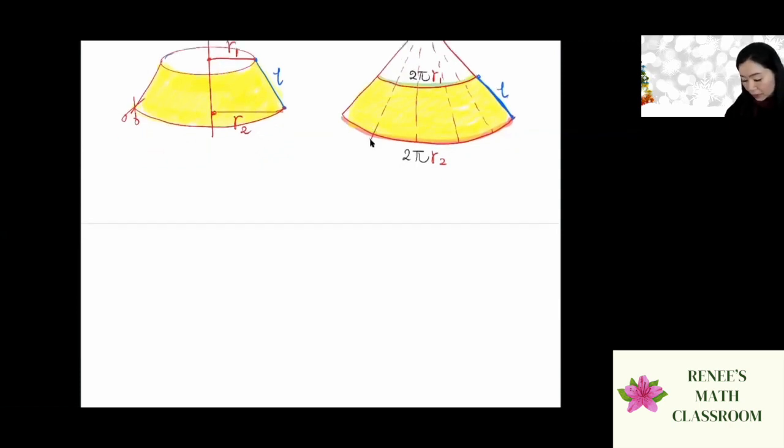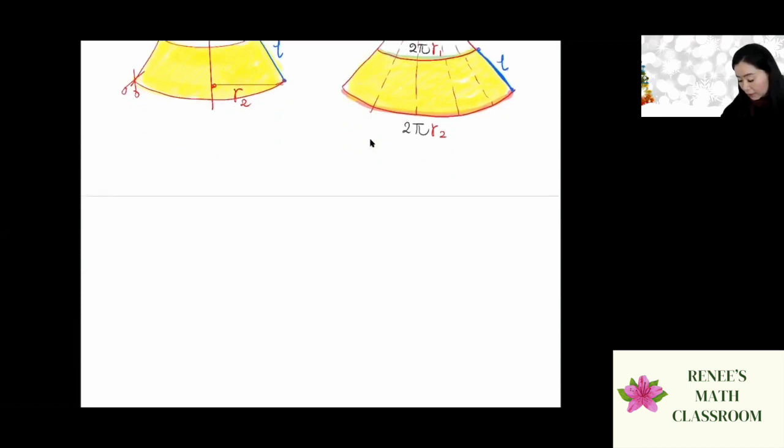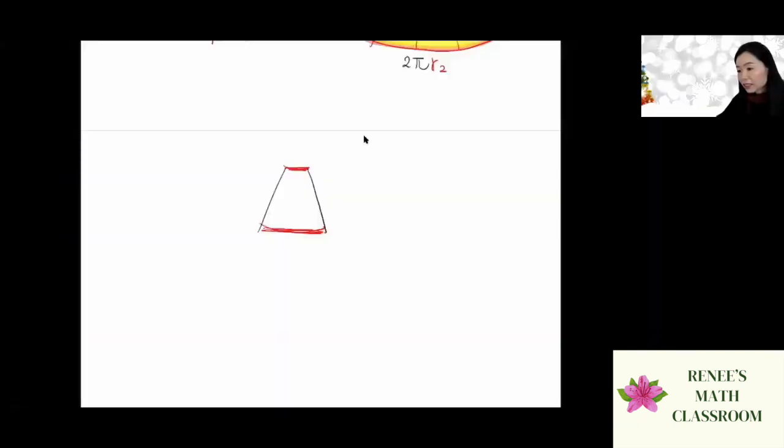Because the slice is so small, it's almost like a line segment right there, and then we can have a trapezoid. Well, my Wi-Fi is a little bit slow today, so it doesn't show right away. Let's just hold it. Okay, you see it, right?